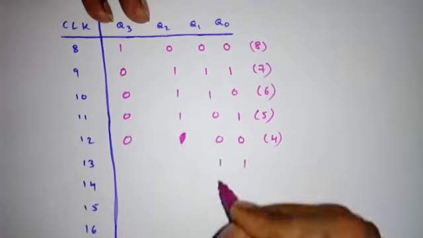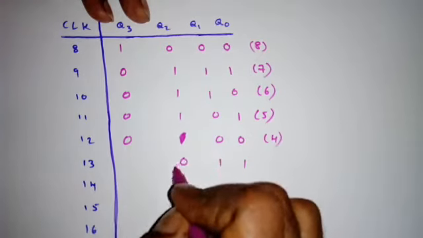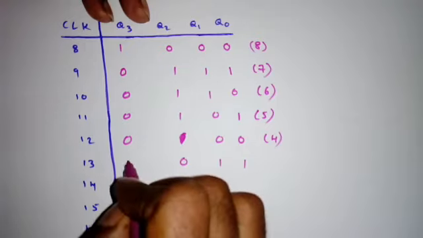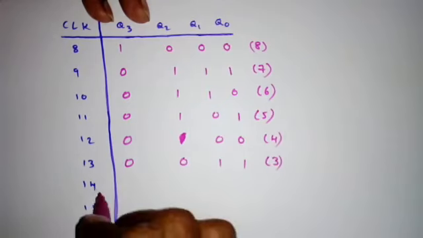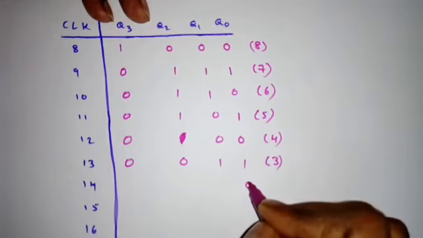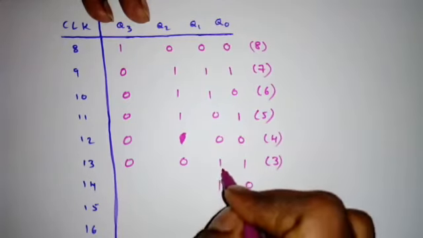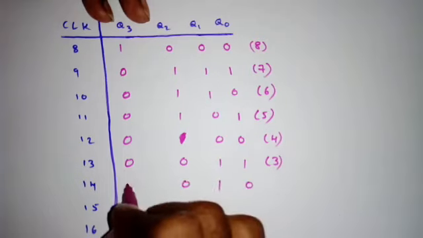So will it change? Yes. Positive transition. Will it change? Yes. Here negative transition. Will it change? No, not affected. So 0. What is this? 3. One more clock, change. 1 to 0, negative transition. So no change. No change means again I will get no change here also.